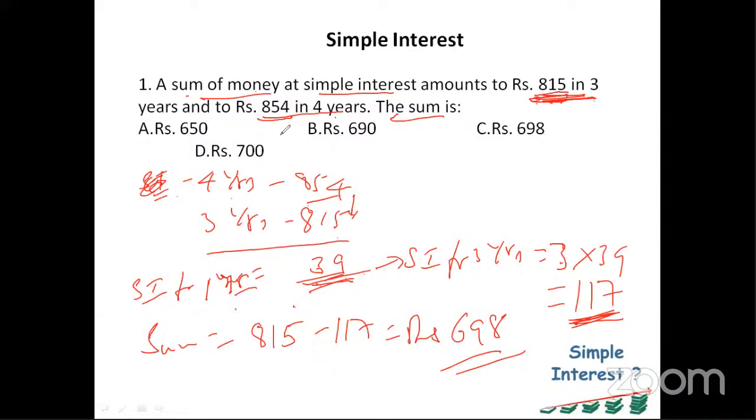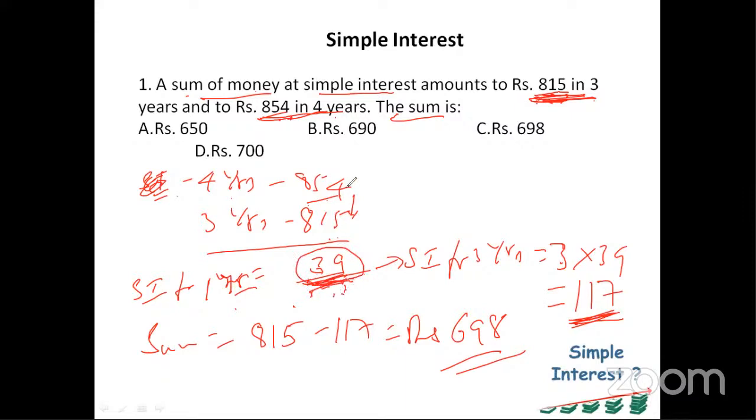What it means is that in simple interest, the rate of interest is the same every year, so the simple interest will remain the same every year. That is a hint for us. For 4 years we have got 854, and for 3 years we have got 815, which means we have a 1 year gap here. So we can find the simple interest for 1 year. If you do subtraction, this 39 rupees will come. So this 39 rupees is actually the simple interest for 1 year.